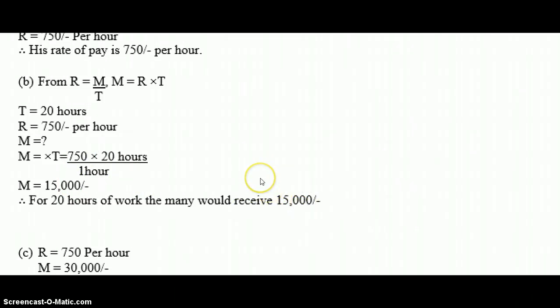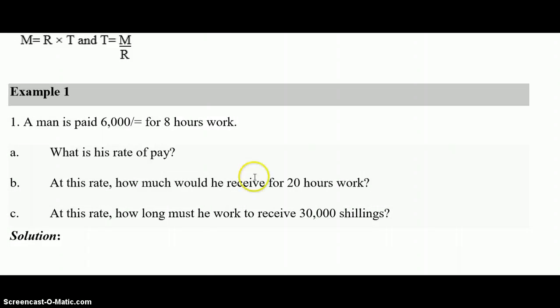That is B. Okay. C, we are asked that at this rate how long must he work to receive 30,000? How long? Ukiona the concept umeuliza how long, meaning that you are asked to find time. How long means time. Maana yake tunataka tutafute time. Maana yake nini? Kumbe tumepewa amount of money, tumeambiwa at this rate tuliyoipata hapa juu ambayo ni 750, then you are able to find the corresponding time ambayo itamwezesha kupata shilingi hiyo hapo.